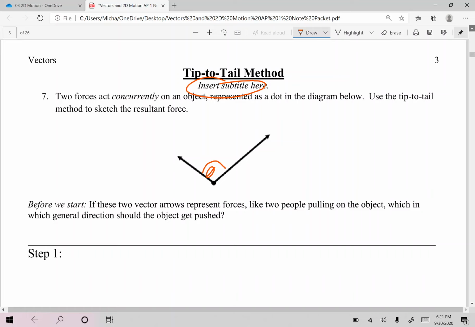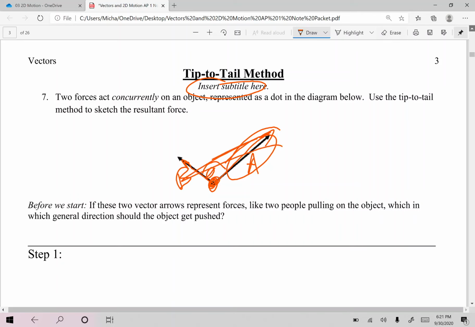So this is 2 vectors that we could add. Again, you can picture 2 forces. Here's a heavy object. One person's pulling this way, one person's pulling that way. If we call them A and B, A is pulling harder because they have a larger arrow, and B is pulling less hard in a different direction. Cool. Now these 2 forces are going to act concurrently on an object, which is represented by this dot right here. Use the tip-to-tail method to sketch the resultant force.